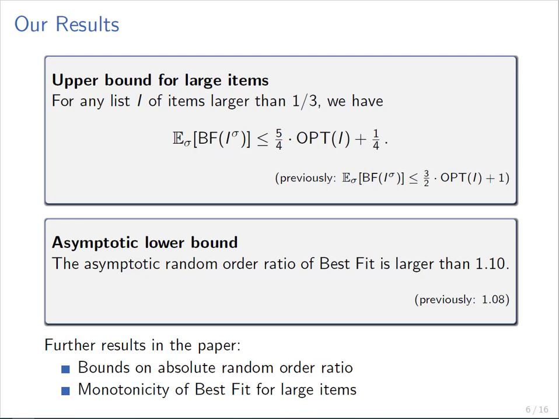Further results in the paper include bounds on the absolute random order ratio, and we study the monotonicity of best fit in case of large items, and we will see some part of these monotonicity properties in the next part.